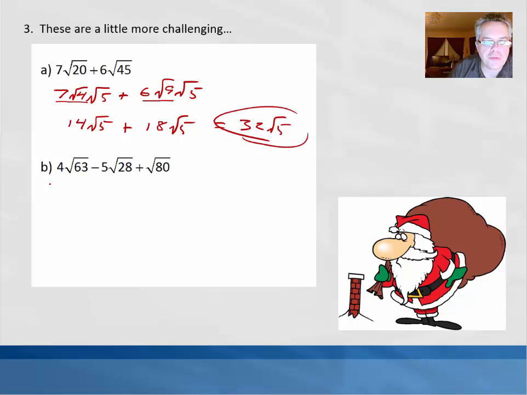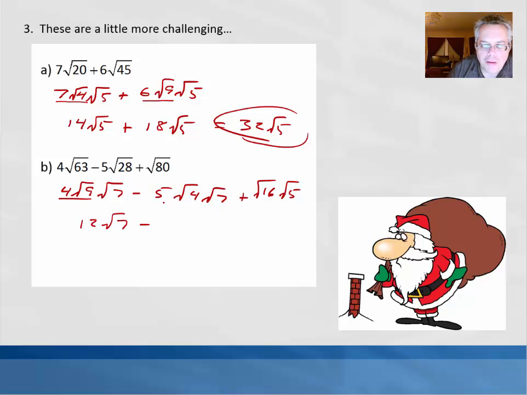Okay. Let's check this one out. It has 3 terms, but we can just muscle through. 4 square root of 9 times square root of 7 minus 5 square root of 4 times square root of 7 plus 16 goes into 80, so square root of 16 times square root of 5. Let's simplify. 4 times 3 is 12. 5 times square root of 4 is 10. And square root of 16 is 4.